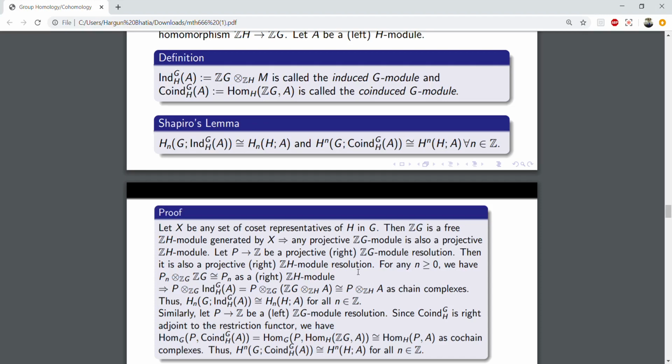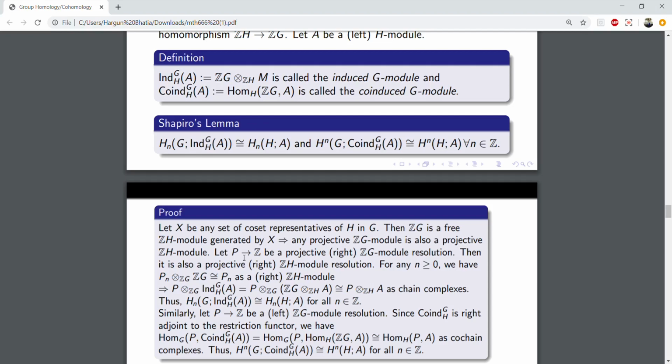So therefore, if we start with a projective resolution P of Z as right ZG modules, then if you think of them as just ZH modules, they are also projective, and the sequence will still remain exact, right? So this is also a projective ZH module resolution.